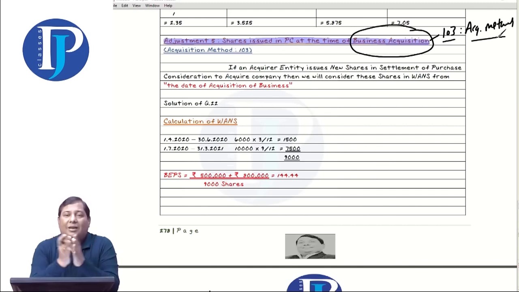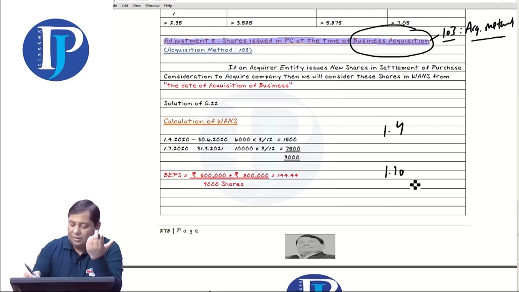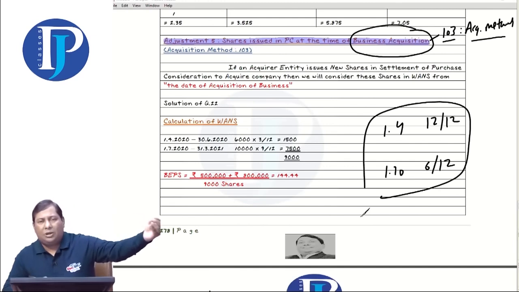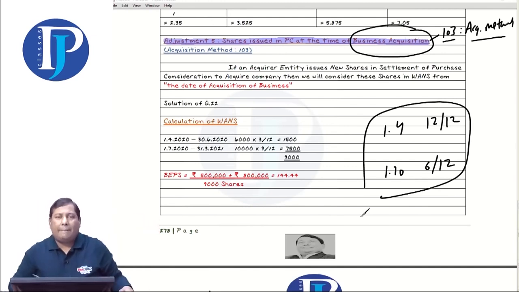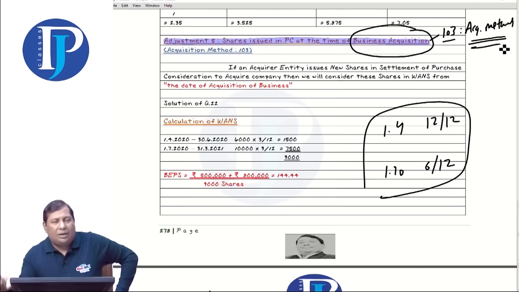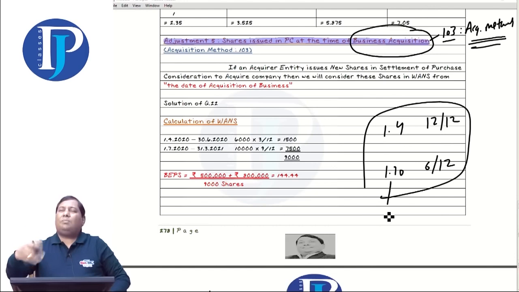Here Ind AS 33 says, nothing to worry about. Assume the shares issued in the acquisition method as a new issue in the weighted average. On 1st April and 1st October, we apply 12 by 12 for April and 6 by 12 for October. Treat it just like a simple case of new issue, because the acquisition method is a fair value method, so the shares are issued fairly and there is no problem. Apply the 12 by 12 factor to the opening balance, and if the acquisition was on October 1, then 6 by 12.